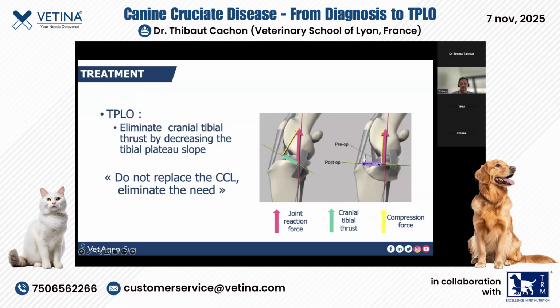We do that with a proximal cut of the proximal part of the tibia, and we are going to rotate the proximal part of the tibia and put some bone plate to be sure that everything will be stable after the surgery and the healing will be okay.